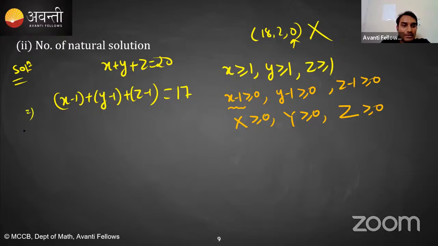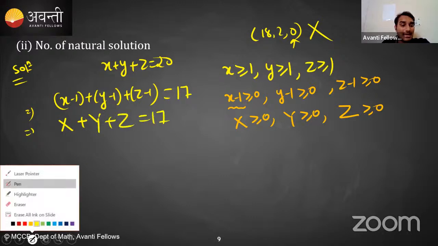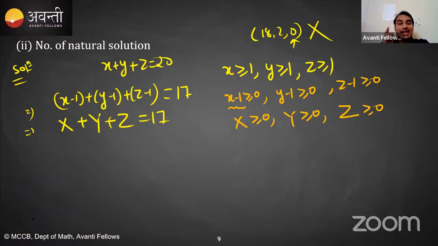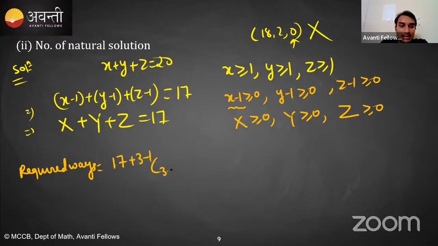So we have assumed that x minus 1 is capital X, y minus 1 is capital Y, z minus 1 is capital Z, and they sum to 17. Clear? So now it is the same as saying distribution of 17 identical objects among 3 persons. So the required ways are: distribution of 17 identical objects among 3 persons, right? So the number of ways is 17 plus 3 minus 1 C 3 minus 1, which is 19C2.